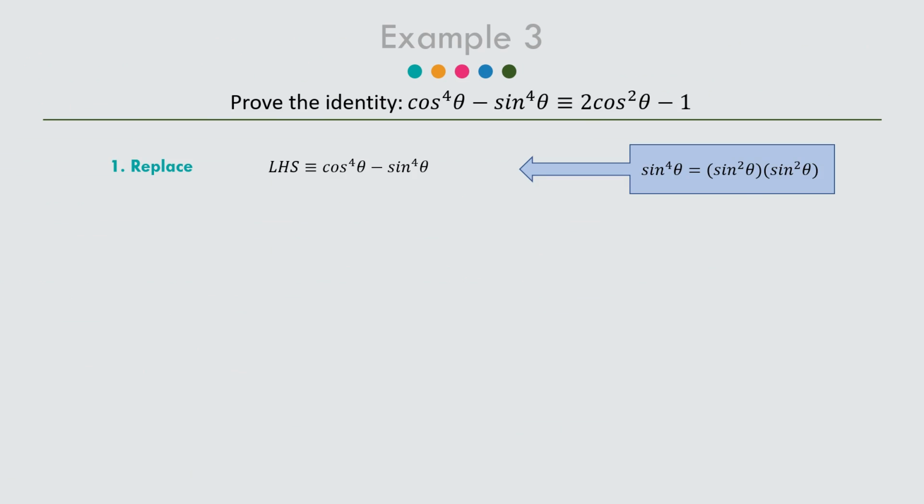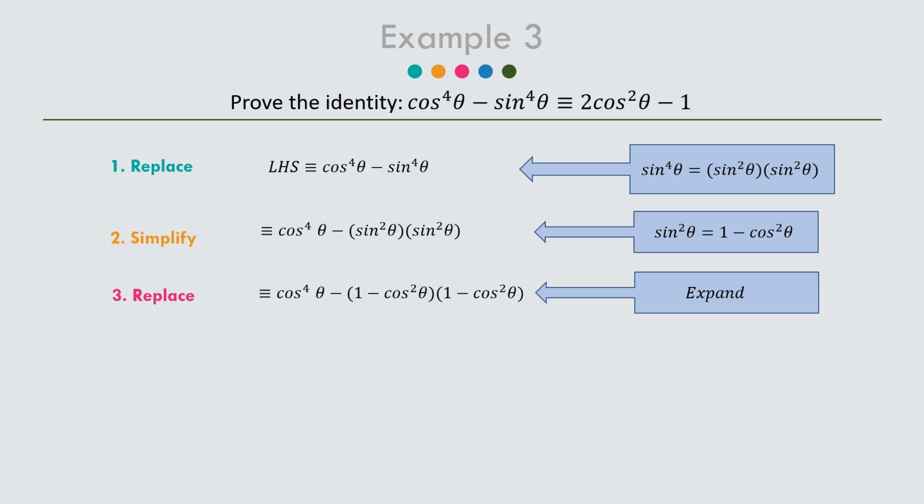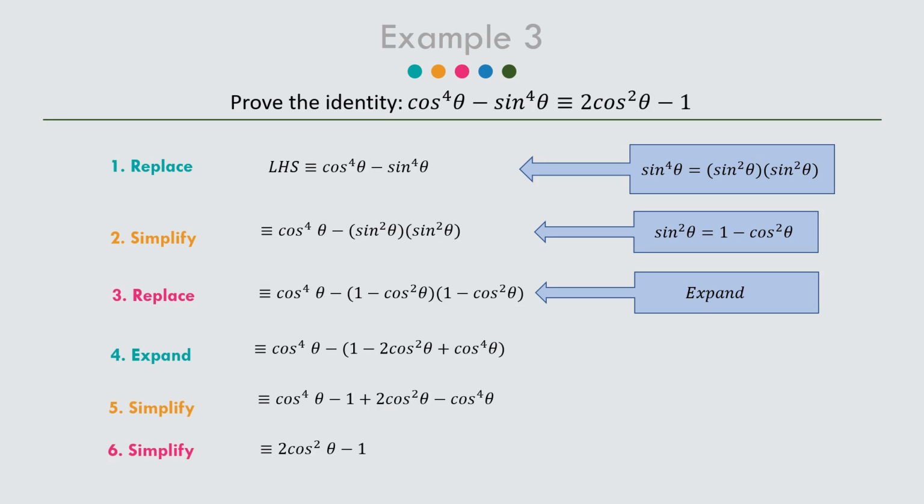To eliminate the sine to the power of 4 theta, all I need to do is split it up. This gives us cos to the power of 4 theta minus sine squared theta times sine squared theta. We already know that sine squared theta is the same as 1 minus cos squared theta, so let's replace it. This gives us cos to the power of 4 theta minus 1 minus cos squared theta multiplied by 1 minus cos squared theta. Our next step is to expand the brackets. Once we've expanded the brackets, we can simplify all the way down to our answer.